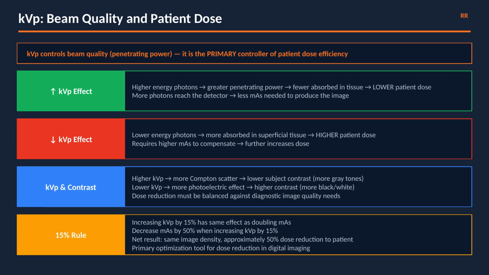The 15% rule makes this practical. Increase kVp by 15%, and you can reduce mAs by 50%, producing equivalent image density with approximately 50% less patient dose. This is the primary optimization technique in digital radiography. The trade-off: higher kVp reduces subject contrast. You must balance dose reduction against the contrast requirements of each exam. For most studies, higher kVp with lower mAs wins on dose.